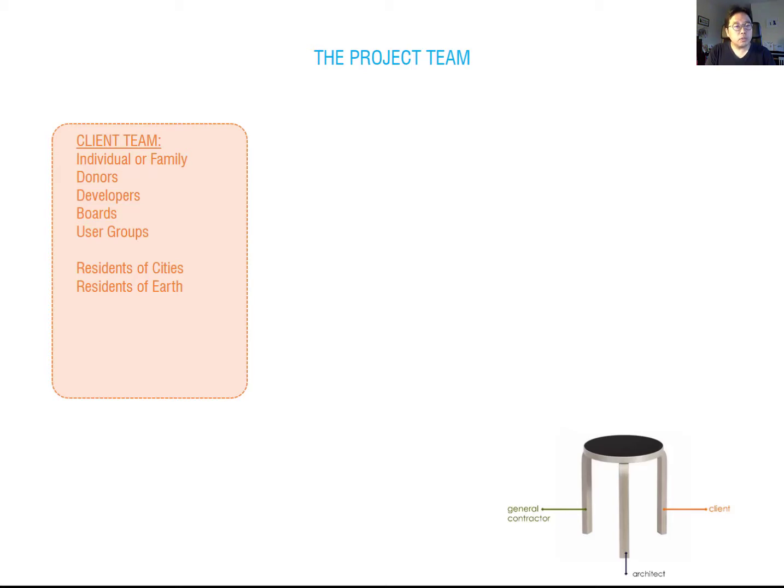Mostly an individual project or family client, for a single family house. But when you're working on a bigger scale, you usually work with a developer. Sometimes the city is your developer, the city is your client as well. So depending on the project, it has a different client team.